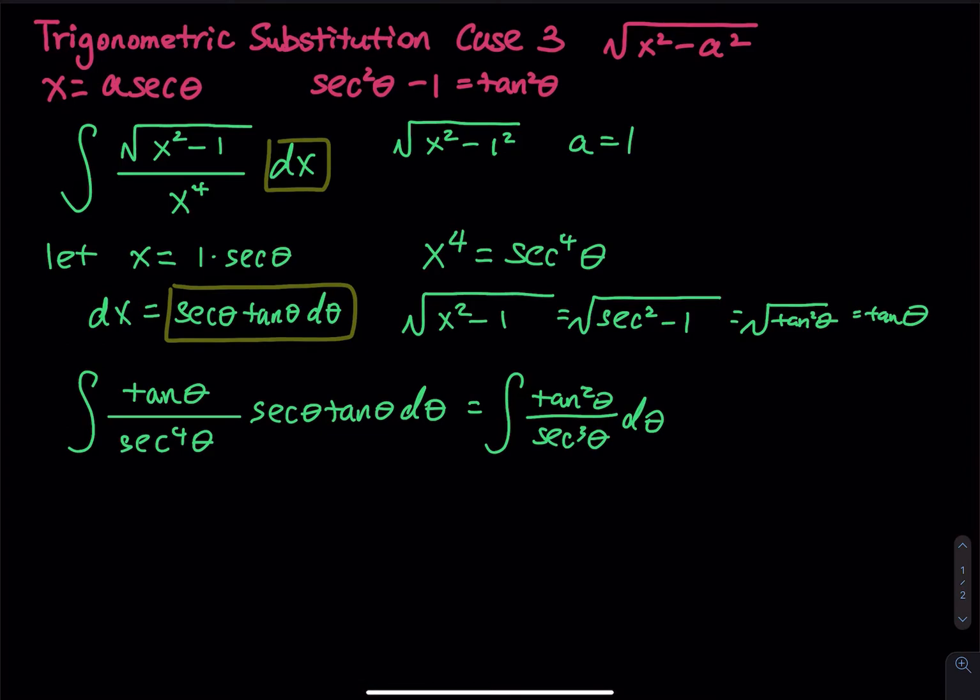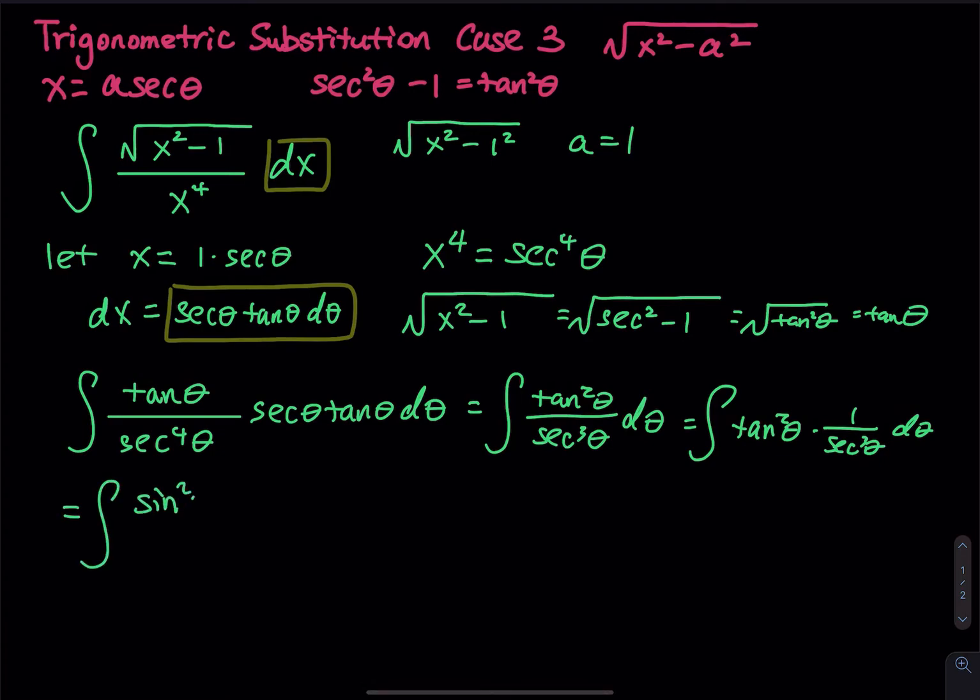And then the next thing that we are going to do is split up the tangent and the secant. So we are going to do tangent squared times 1 over secant to the third d theta. For the tangent squared, I am going to change it to sine over cosine, of course they are both squared. And secant is 1 divided by cosine, right? So if you have 1 divided by 1 over cosine to the third power, that is just equal to cosine to the third power theta d theta.